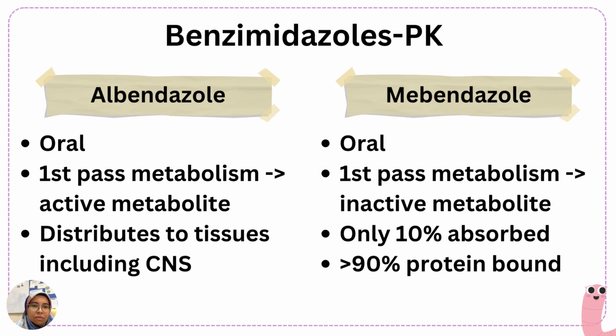Okay. Albendazole is distributed to tissues including the CNS. So if there is a problem with worm infestation in the brain or its larvae, you can use albendazole. However, mebendazole has no use. Why? Because it cannot go to the tissues. Its job is only on worms in the GIT.